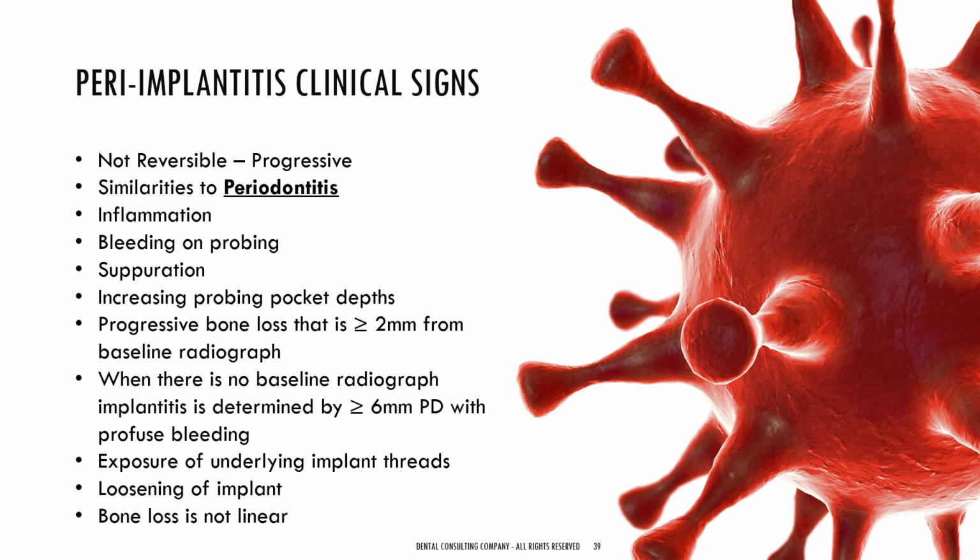Peri-implantitis, on the other hand, is very similar to periodontitis. It's not reversible and it is progressive. You'll notice patients have inflammation present, bleeding on probing, separation, increasing probing depths, as well as progressive bone loss that is over 2 millimeters from the baseline radiograph when the implant was placed. When there is no baseline radiograph, peri-implantitis is determined by greater than 6 millimeter pocket depths with profuse bleeding. Exposure of underlying implant threads may occur, as well as loosening of the implant, and the bone loss that is present will not be linear.